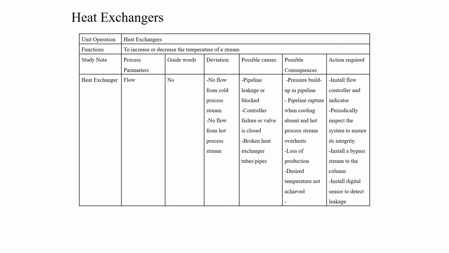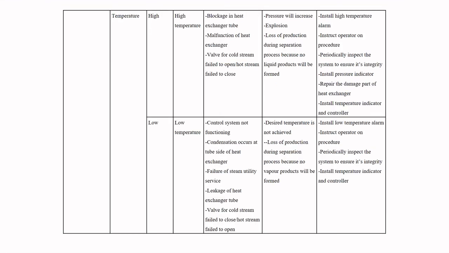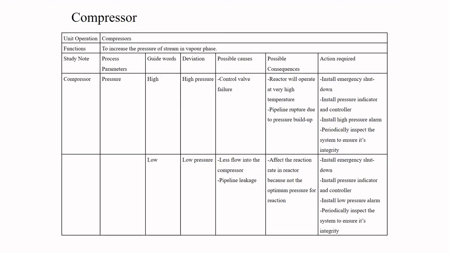The possible solutions or actions required are to install a flow controller and indicator, conduct inspections periodically, install a bypass stream to the column, and install a digital sensor to detect leakage. Okay, the other deviations for the flow parameter are high flow and low flow. Here we have another parameter for the heat exchanger, which is temperature, and the deviation is high temperature or low temperature.